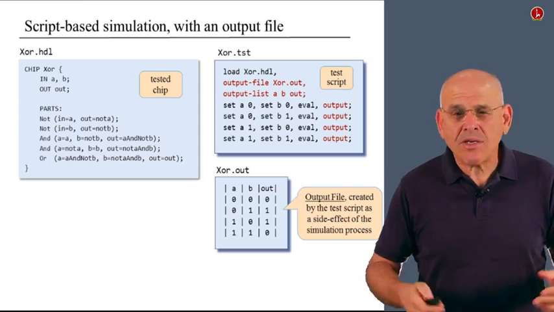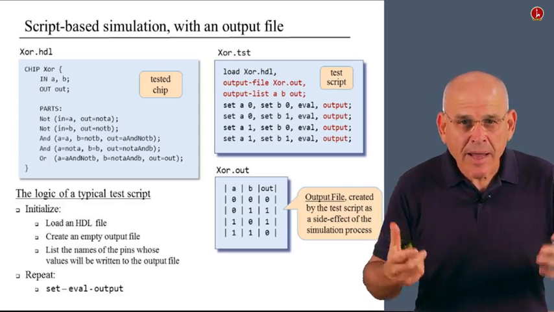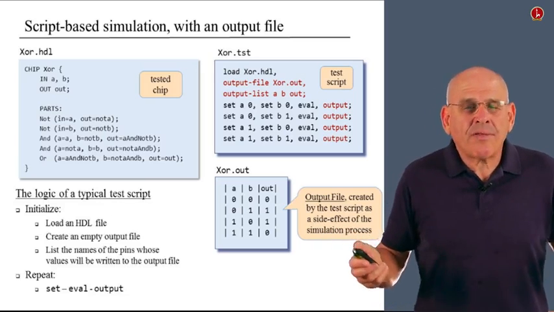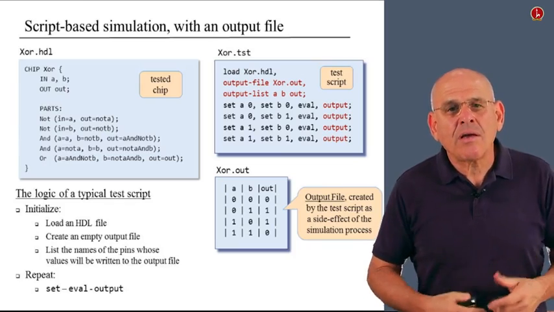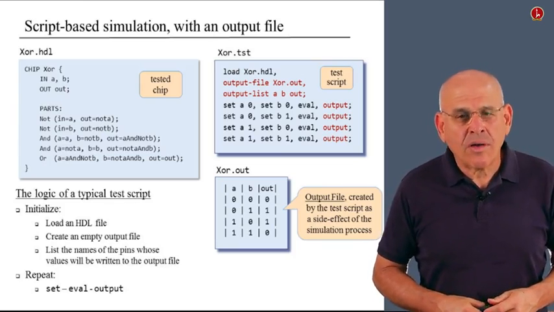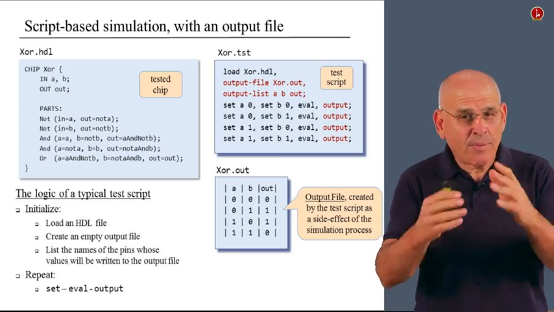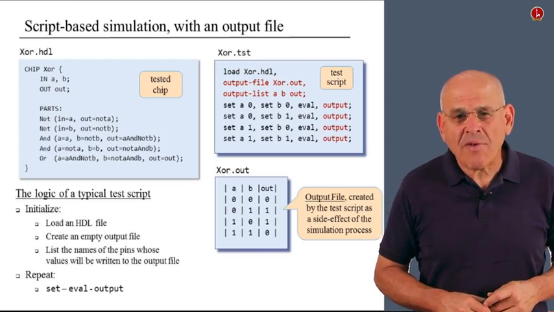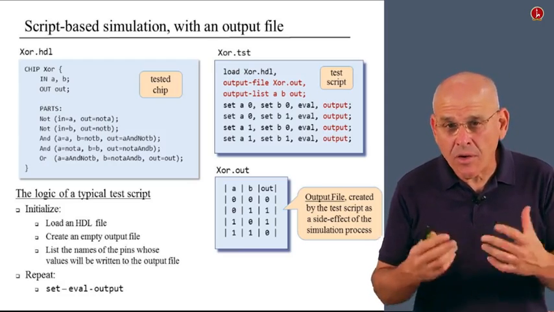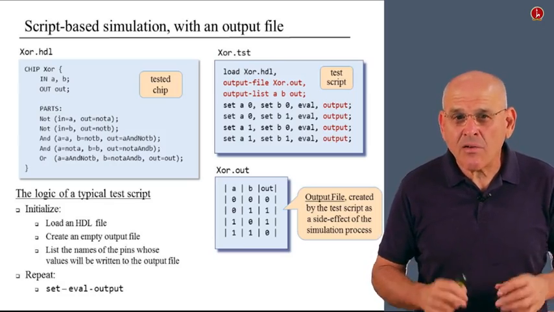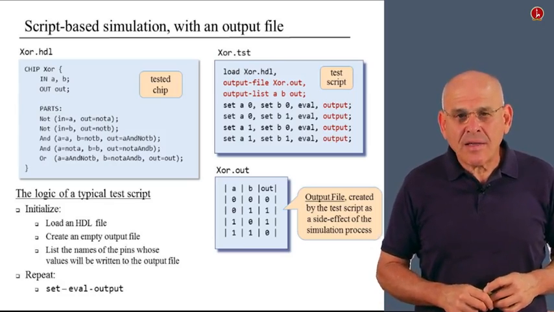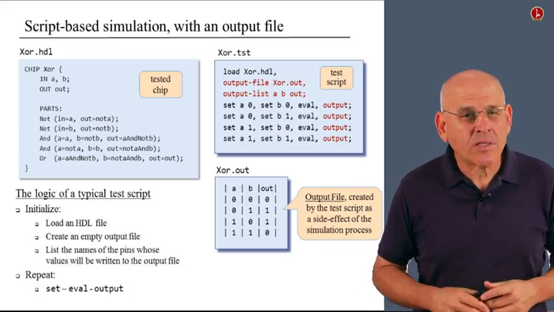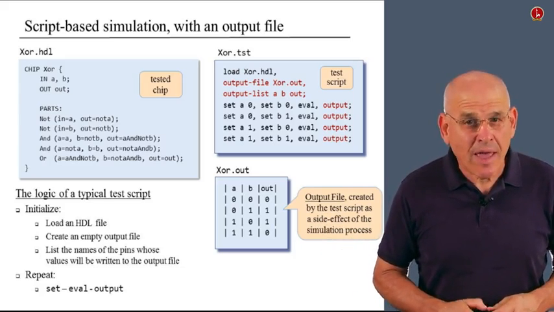And at the end of the simulation, we can simply inspect the result of the output file and convince ourselves that the chip has actually behaved according to expectations. In fact, in this particular example, if you inspect the output file that emerged from the simulation, you will notice that it is completely identical to the truth table of the XOR gate. So it looks like the gate is well behaving.